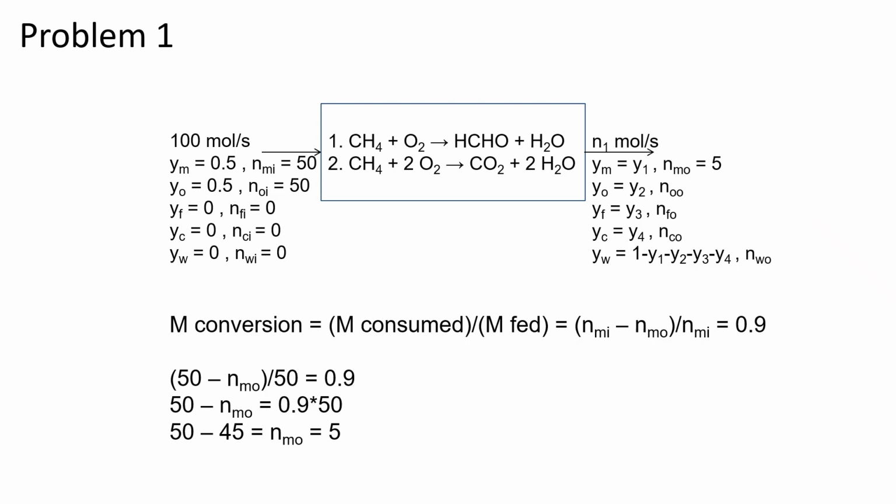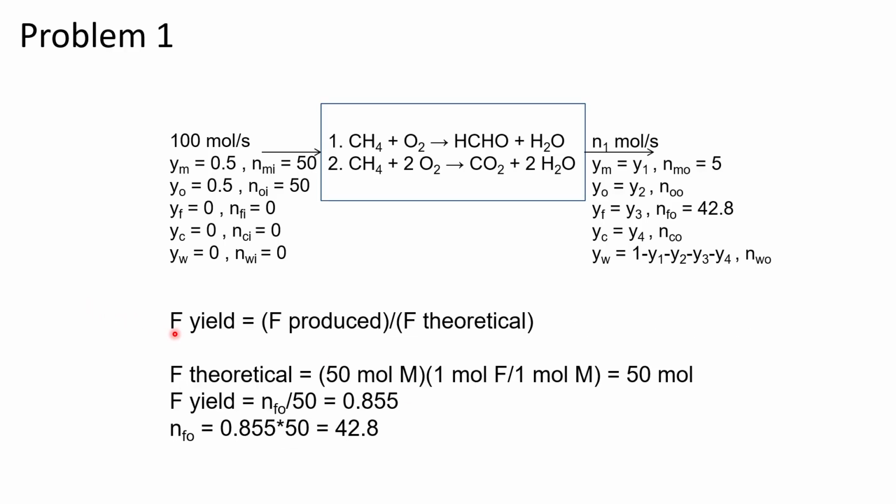We still need one more specification. The next specification is going to be the yield. The yield of formaldehyde. Yield is defined as the formaldehyde produced divided by the amount that theoretically you could produce with complete conversion of the limiting reactant to formaldehyde. So the theoretical amount, the amount that we'd have with complete conversion of the limiting reactant to formaldehyde, we're going to calculate because we know the limiting reactant is methane here. We're going to take that as the limiting reactant.